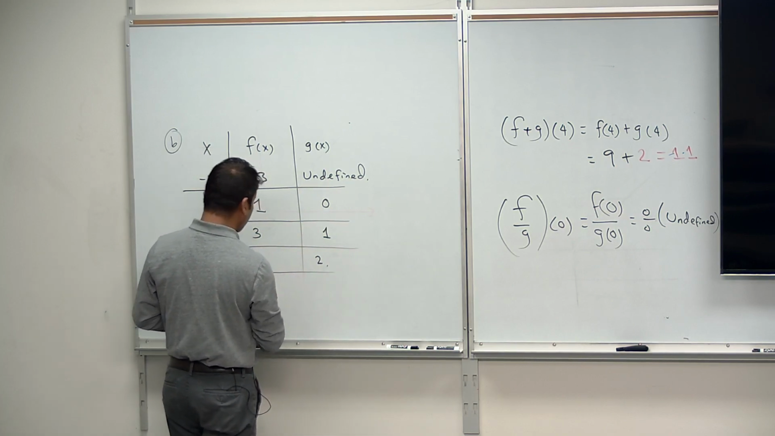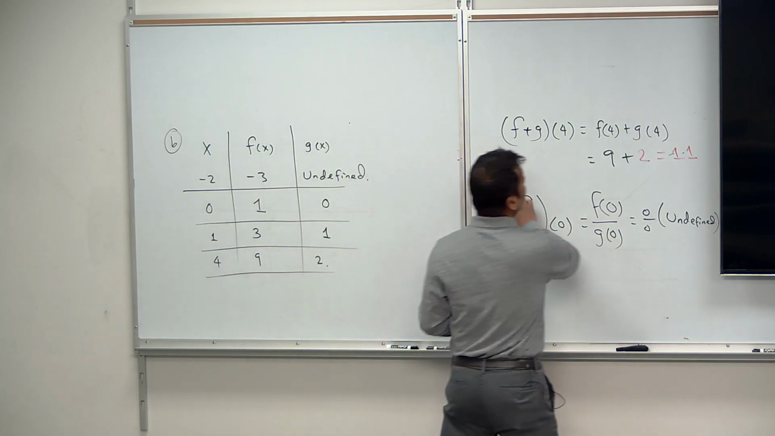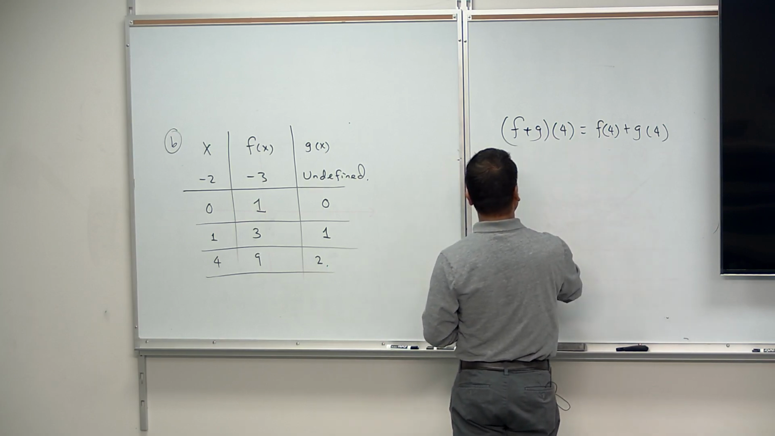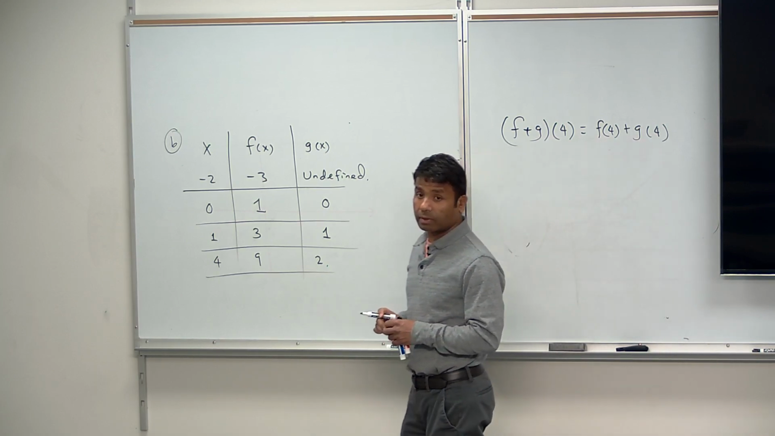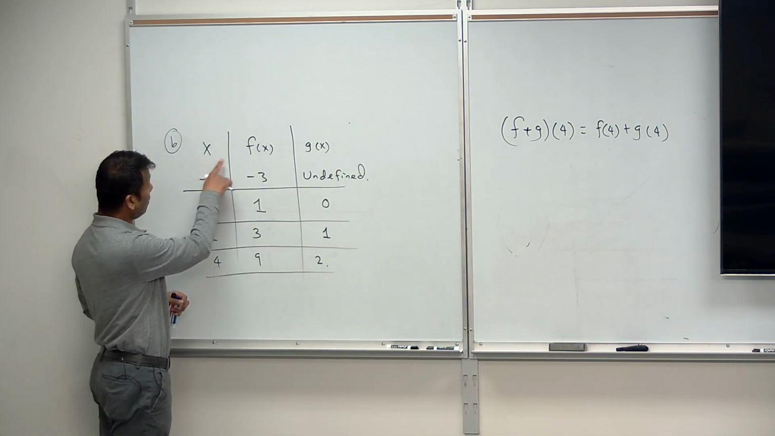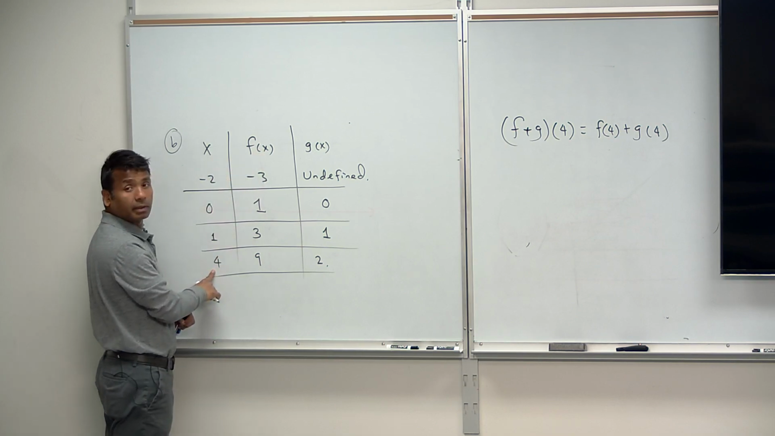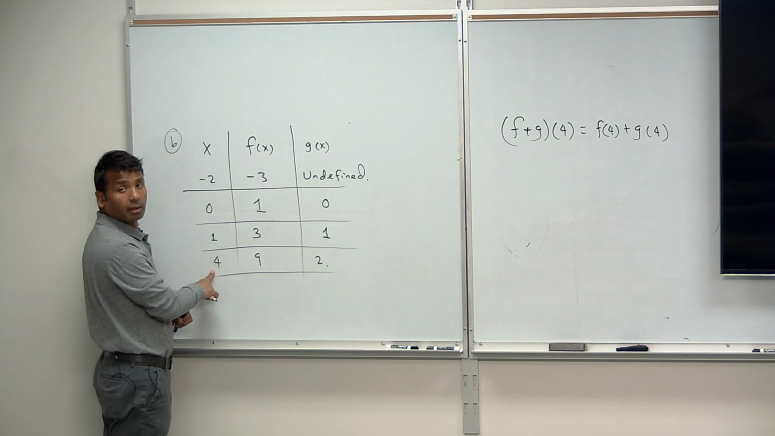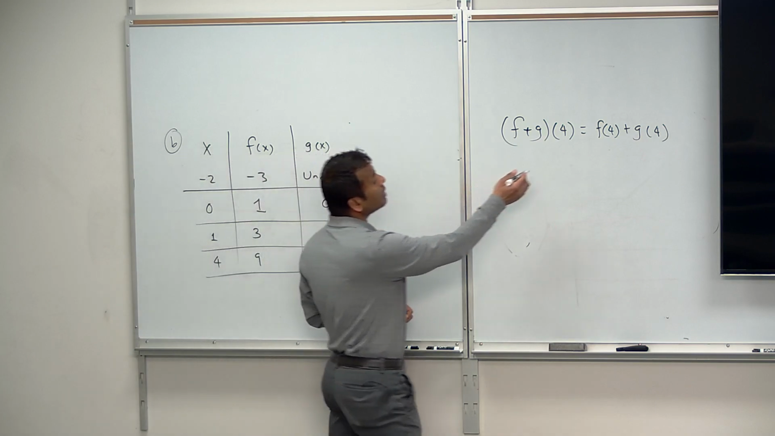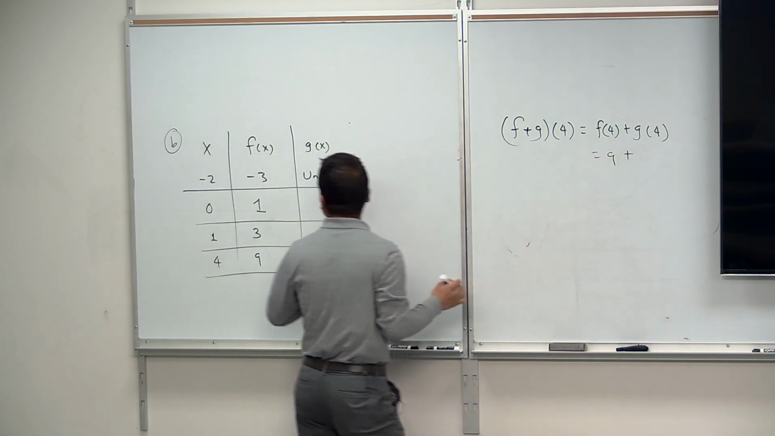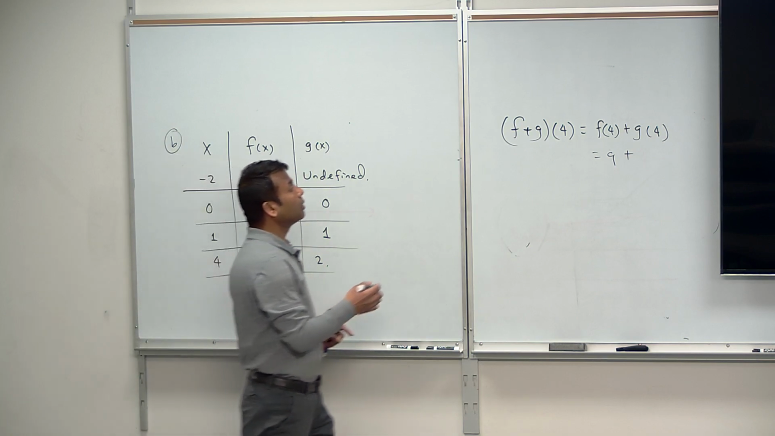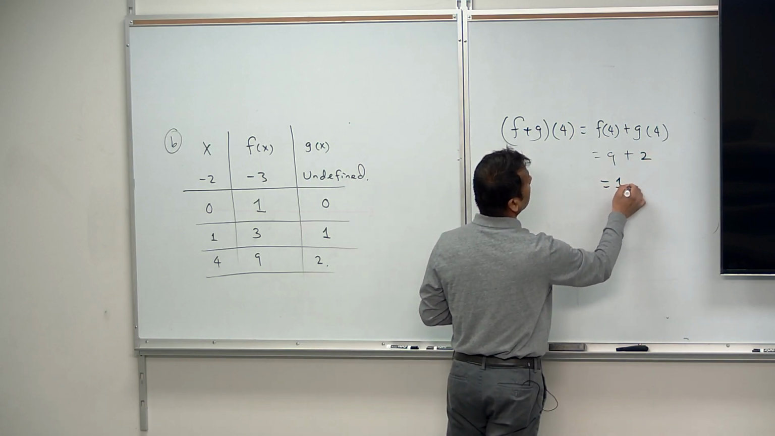Now the question is, you look at the table and figure out the value of (f plus g)(4). Then (f plus g)(4) is the same as f(4) plus g(4). So what is the value of f(4)? What is the value of f(x) when x equals 4? Look at the table. 9. So f(4) is 9. Are you guys with me? So what is the value of g(4)? What is the value of g(x) when x equals 4? 2. So 9 plus 2 is equal to what?